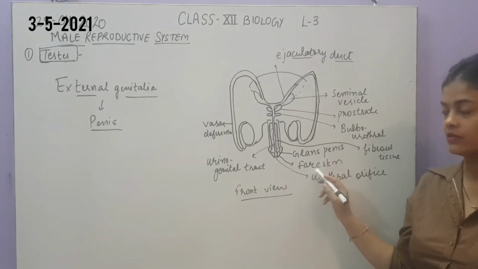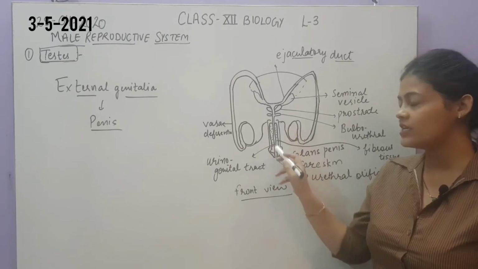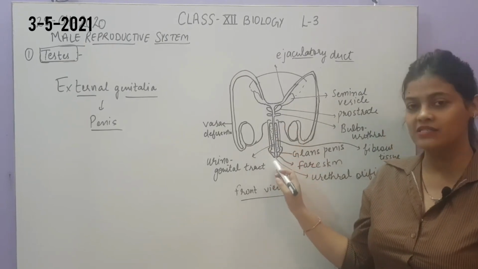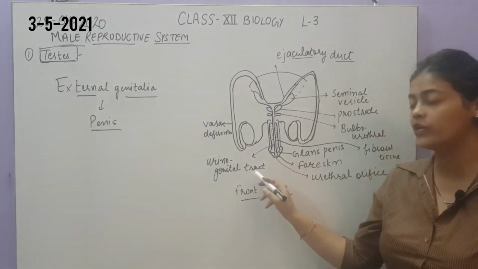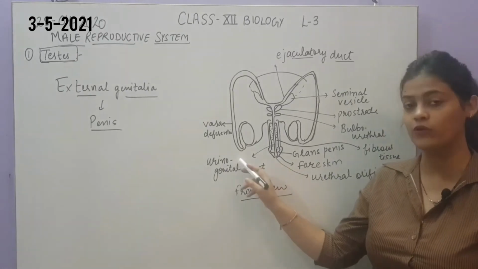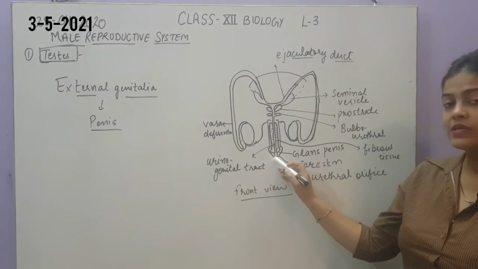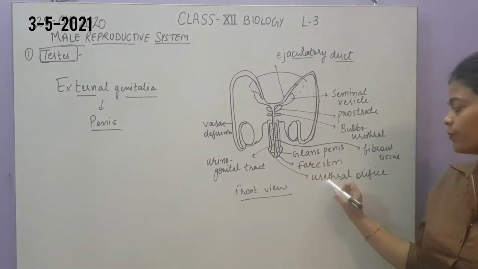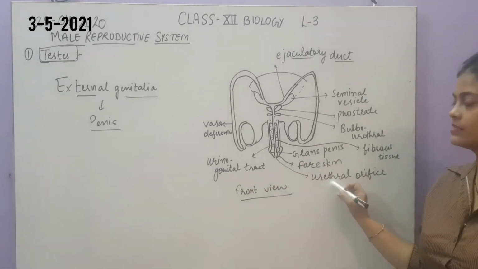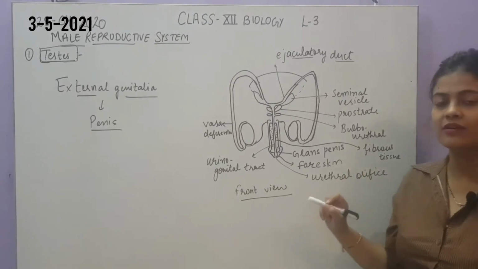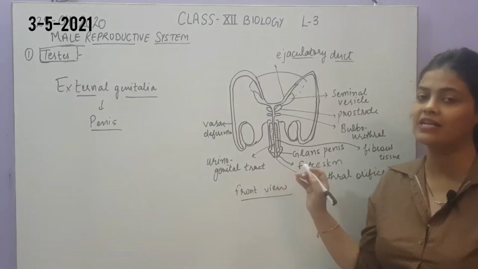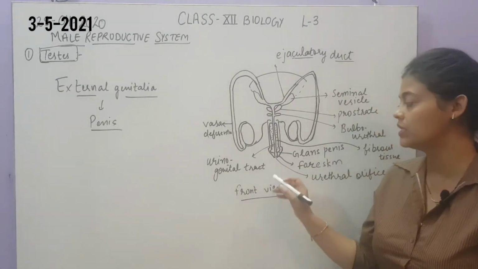Now the common genital tract which is passing through the penis is called urinogenital tract, because it is for the passage of urine as well as for the sperms. It will open outside the body through this opening called urethral orifice, through which the urine as well as sperms will be released out.